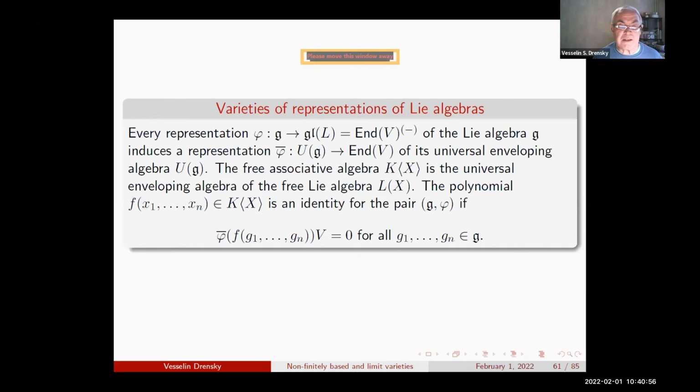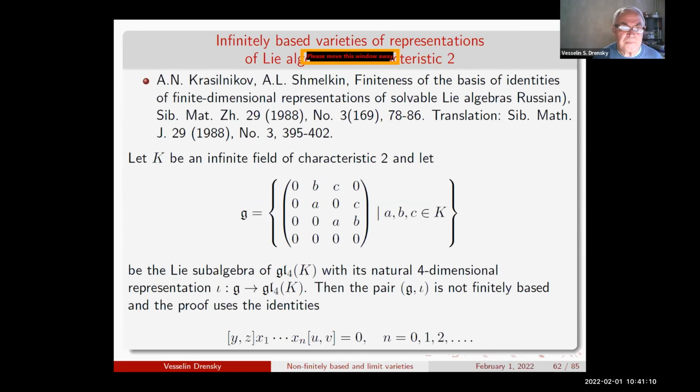And of course, you can speak also about varieties of representations of the algebras. The same statement, but instead of group elements, you take elements from the algebra. And again, in characteristic 2, there is a counterexample. This counterexample is due to Krasilnikov and Shmelkin.